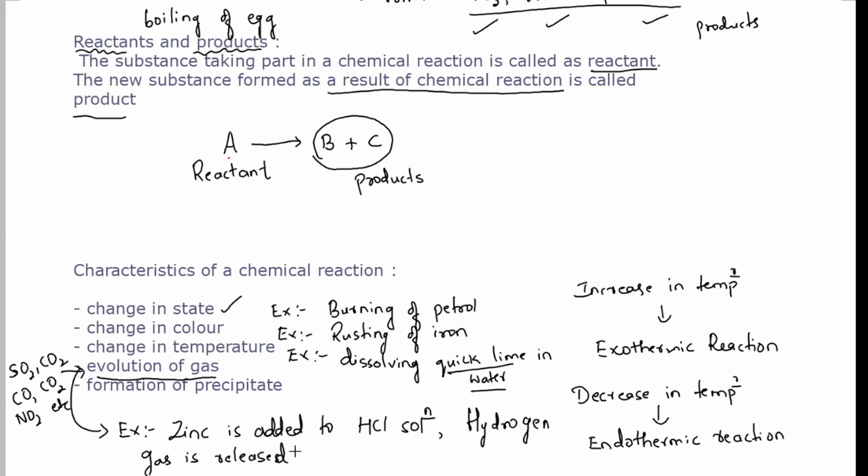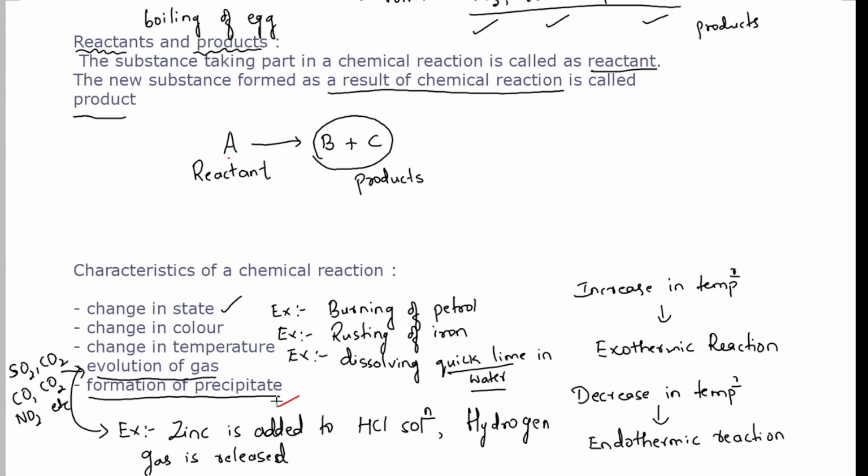Then, formation of precipitate. Precipitate means an insoluble substance which is formed during a reaction. For example, when a solution of potassium iodide is added to lead nitrate solution, then there is formation of a yellow colored insoluble substance, that is lead iodide. It is an example for formation of precipitate. So this is all about the characteristics of chemical reaction.